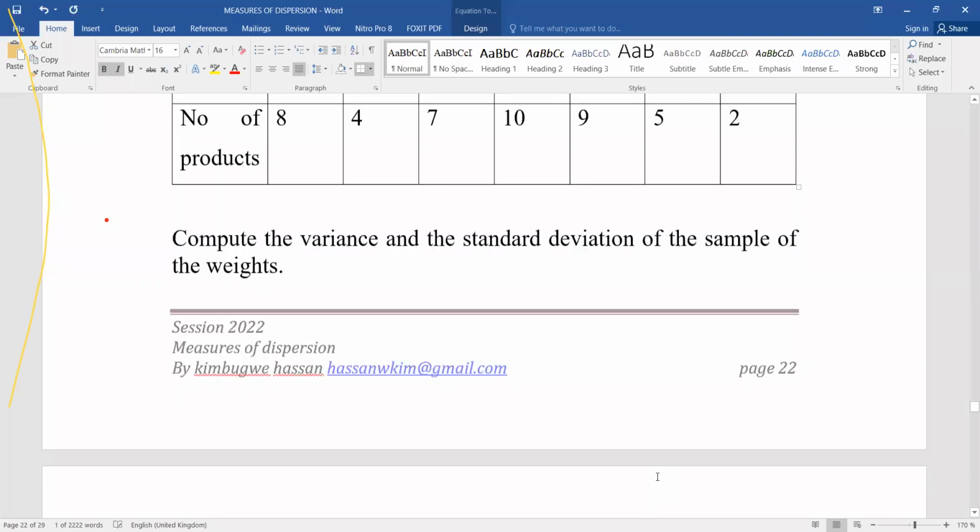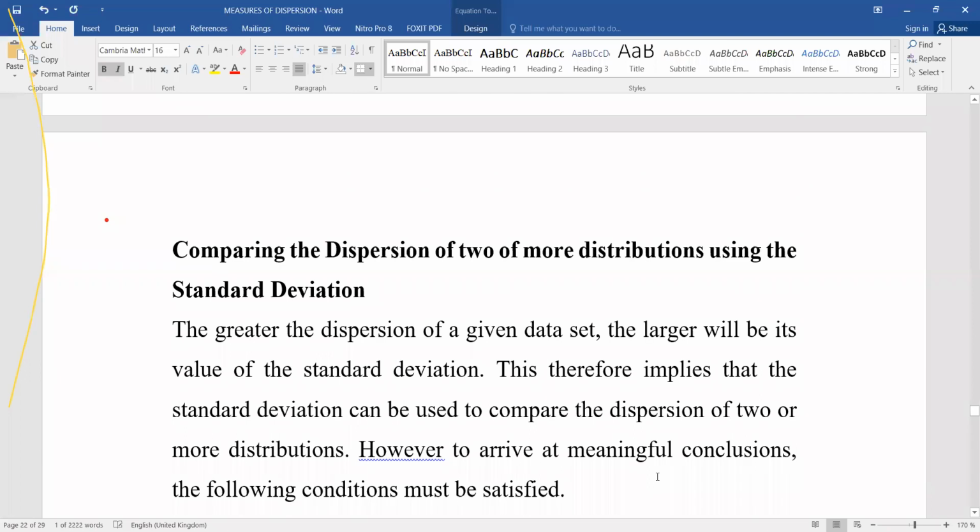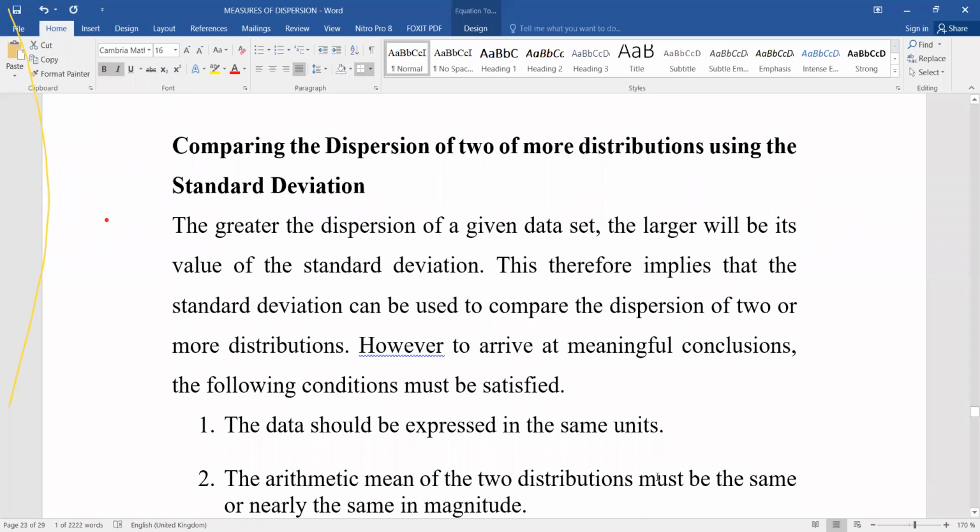So we do the last bit, which is the coefficient of variation that we use to compare two distributions. Standard deviation. Over there.